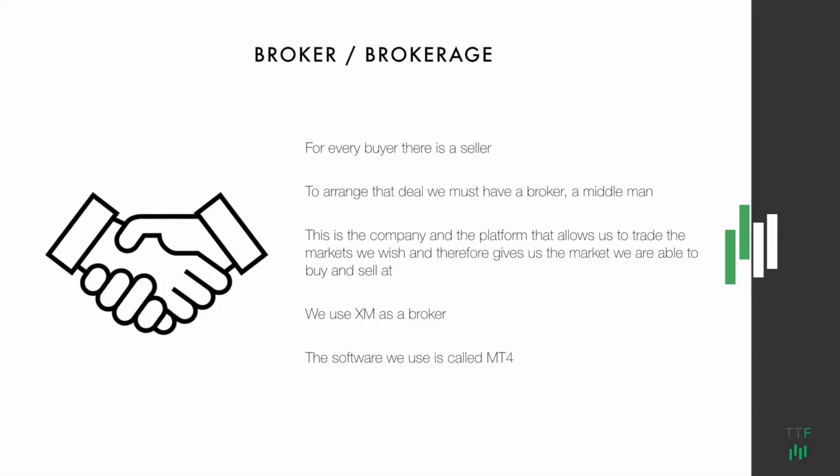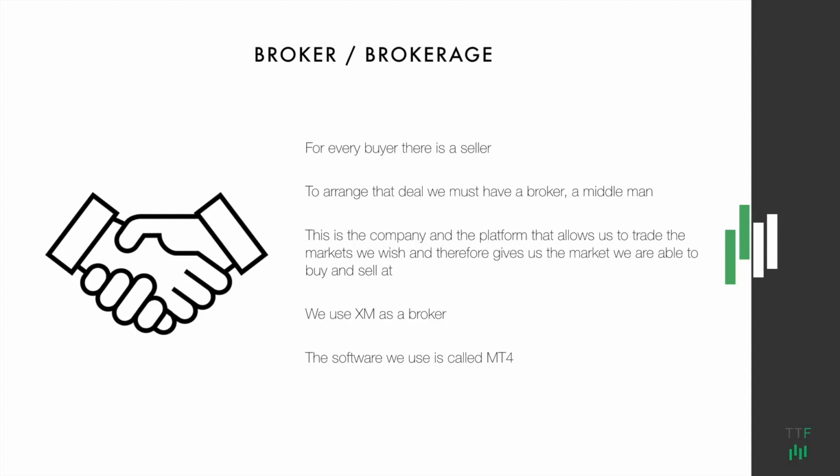We then have the broker, okay, the brokerage company. So basically for every single buyer out there, if for example I wanted to buy a stock in Apple today, someone has to sell that stock to me. So for every buyer, there is a seller. Okay, and to arrange that deal to enable me to actually buy that stock from another individual, there needs to be a broker. Okay, a middleman, and therefore this is the company, and the platform that we use that allows us to trade these kind of markets.